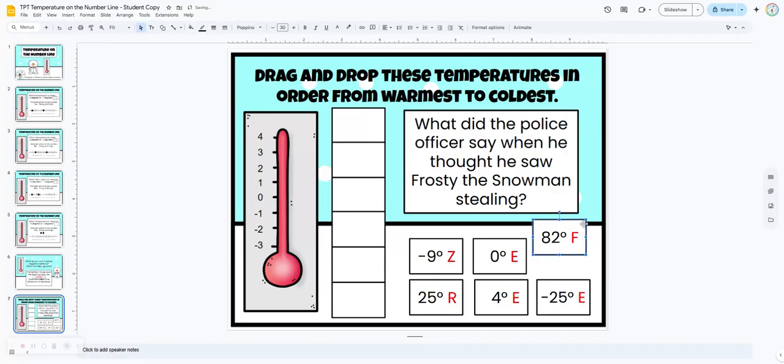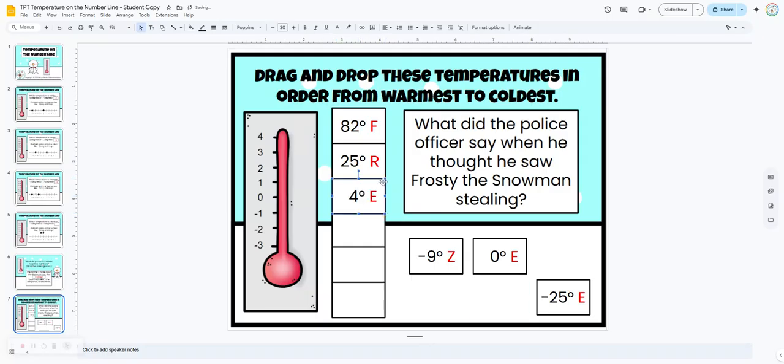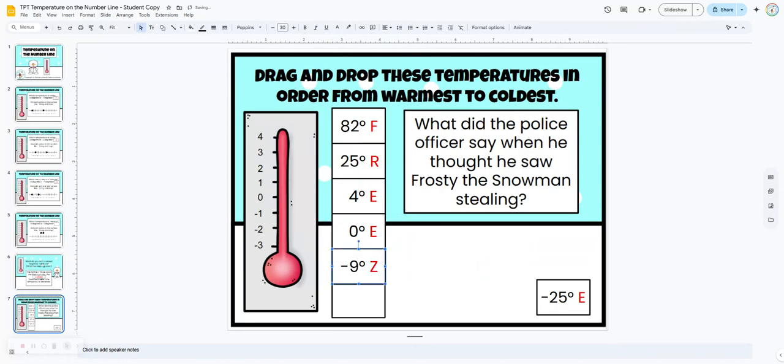So they just click and hold on the edge here, and they can place that up here as their warmest number. And then the next one would be 25 degrees. And then 4 degrees. Then 0 degrees. And they can see they're spelling out the answer to the riddle. Then -9. And then finally the coldest temperature, -25.